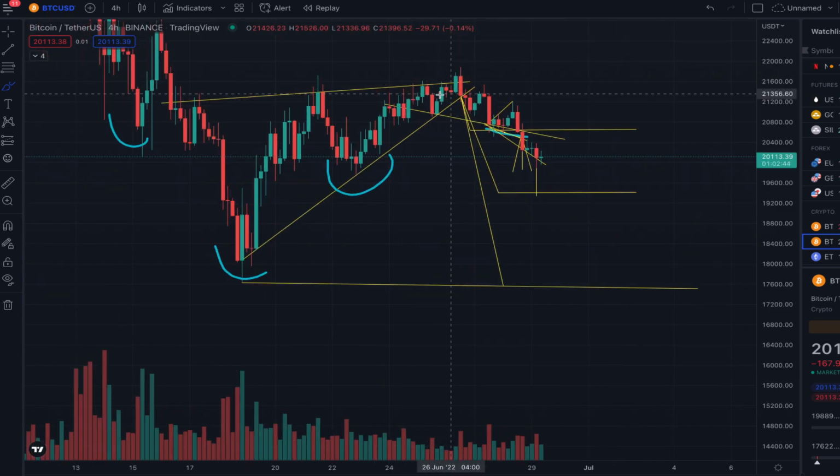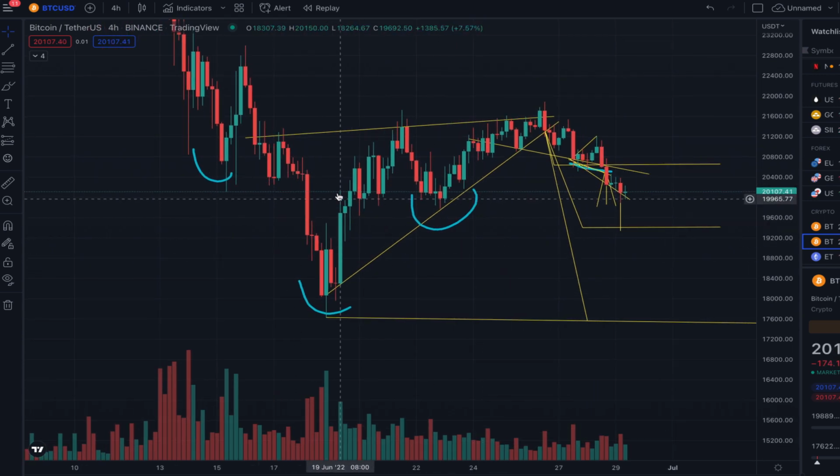So here, this triangle was broken to the downside right here. So when it breaks to the downside, the ultimate price target for this is the bottom of the triangle. So this right here is supposed to be the ultimate price target for this triangle that we see here. Now, there are a lot of people who still do not see this as an ascending triangle. They think it is an inverted head and shoulders pattern. So this broke to the downside and it may go up.